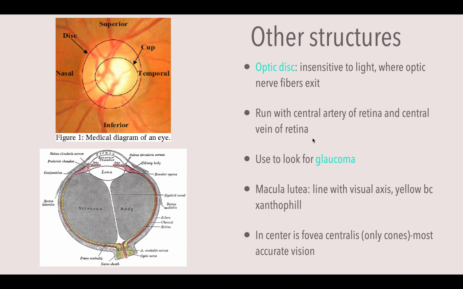The macula lutea is aligned with the visual axis, and it's yellow because of the xanthophyll in it. And in the very center is going to be your fovea centralis, where there's only cones. So this is where your most accurate vision is. So, of course, the most accurate vision is going to be the center of your vision, not the periphery.